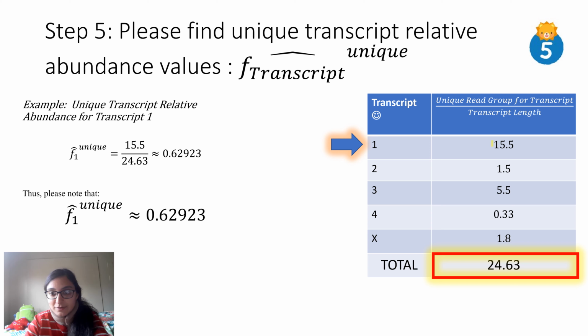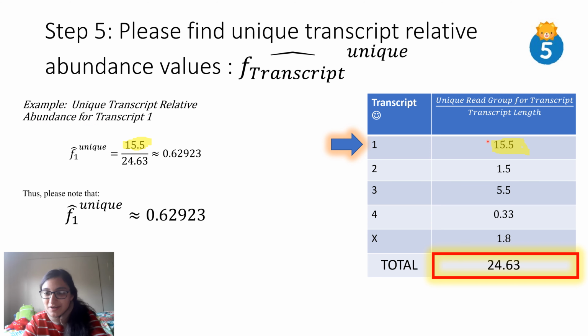So it's kind of like a percent out of 100. It's a relative value. We take this 15.5 and divide it by our total, which is 24.63, and we get 0.62923. That is the unique transcript relative abundance for transcript 1.